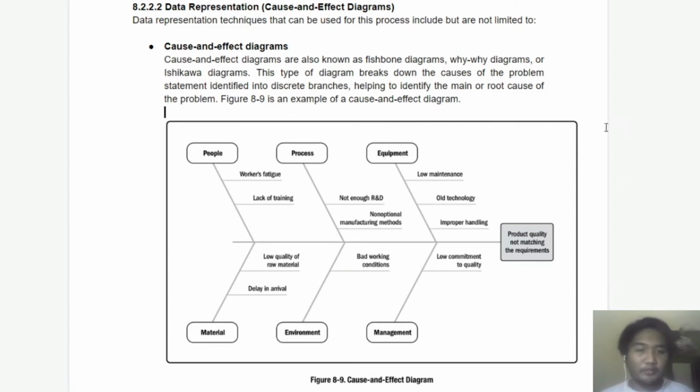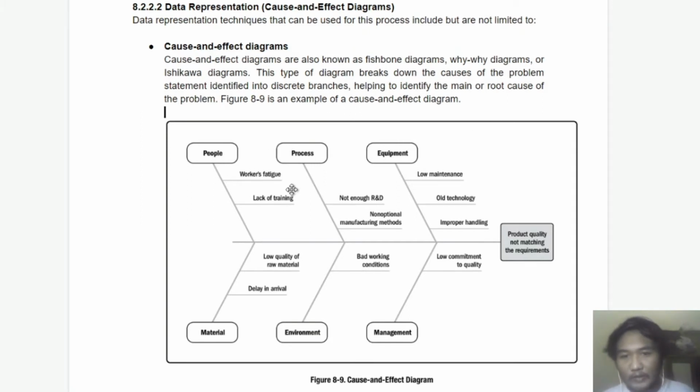Now in project quality management, the problem that we have is product quality not matching the requirements, but this could be anything as long as it relates to product quality, and it kind of depends on what you need.